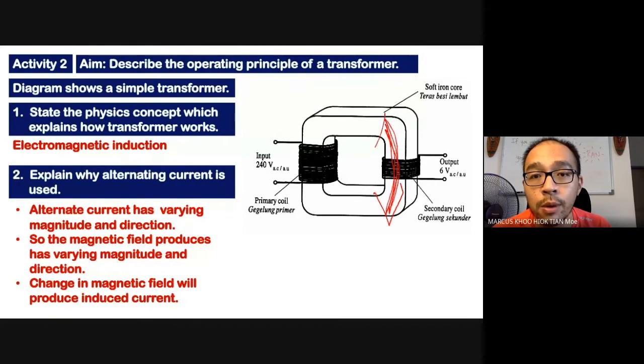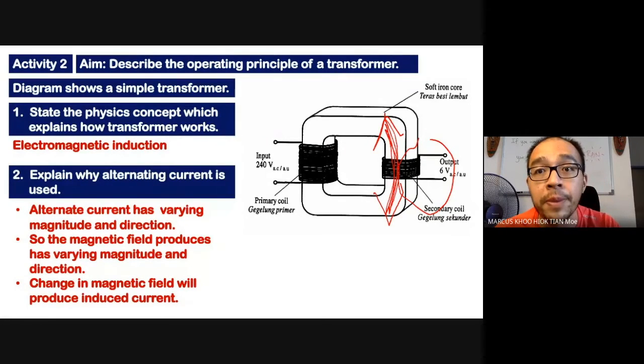one moment this way, one moment the other way, it is going to produce an induced current based on electromagnetic induction. Remember, electromagnetic induction is the production of current. And yesterday, Iqbal was very excellent at this. He mentioned this very correctly: production of current because of the change of magnetic field or the cutting of the magnetic flux. So when there's a change in magnetic field, in the secondary coil there will be an induced current.